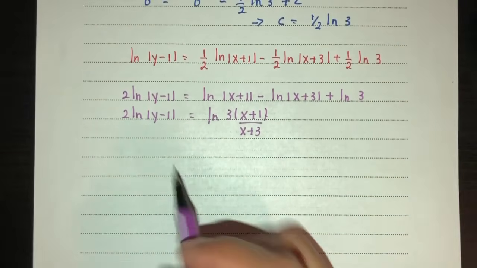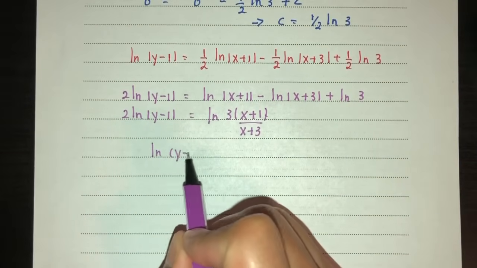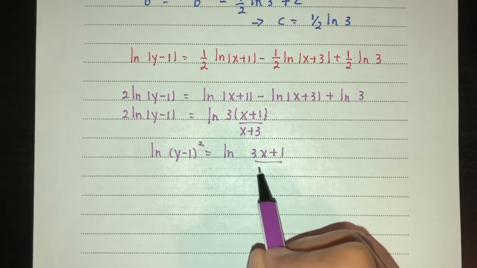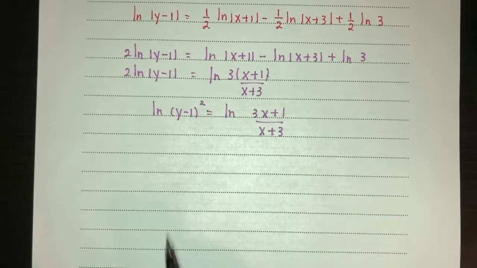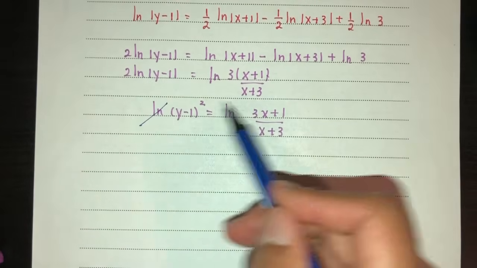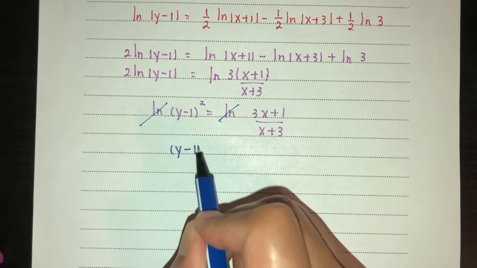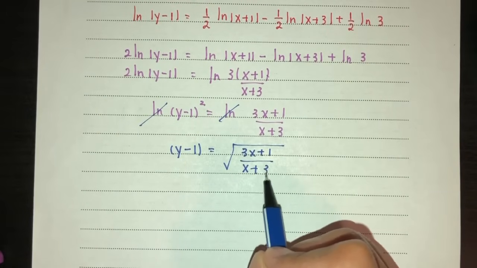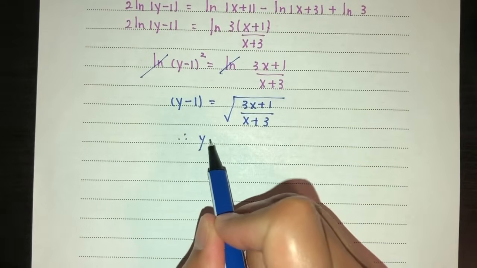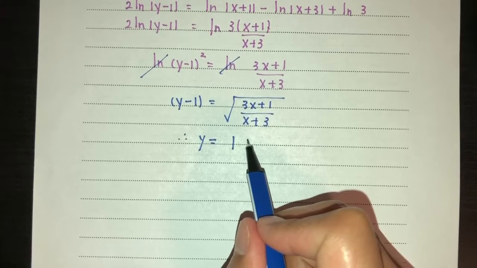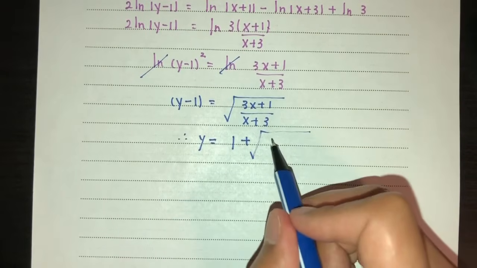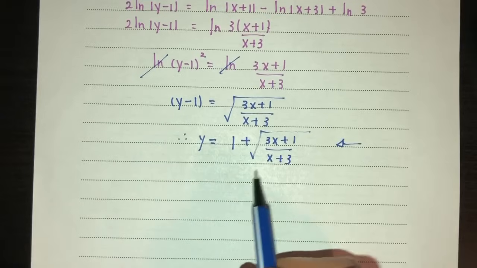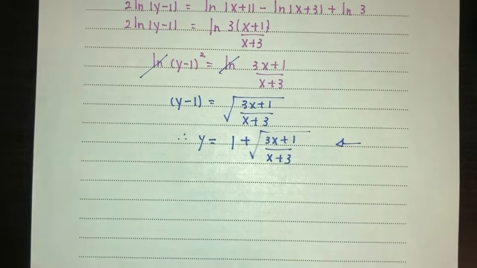So simplify again. Here you will have ln (y - 1) squared equal to ln of 3(x + 1) over (x + 3). Next step, we have ln on both sides, so ln goes away. So we have y - 1 equal to the square root of 3(x + 1) over (x + 3). So finally, y is equal to, we send 1 over here, 1 plus the root of 3(x + 1) over (x + 3). So that will be expressing y in terms of x for this question. And this is your question number 7.